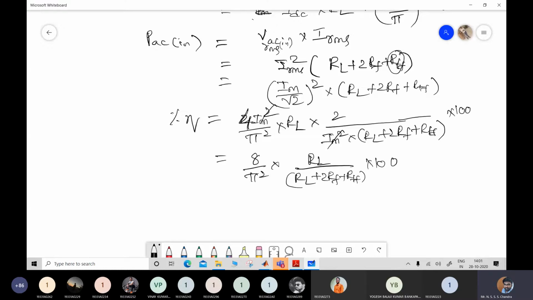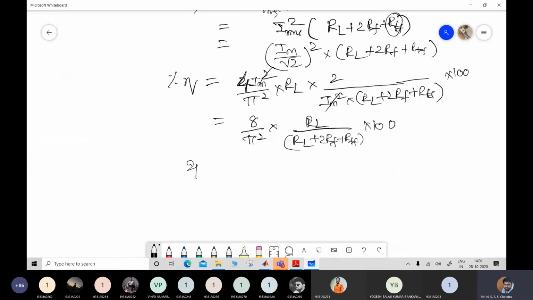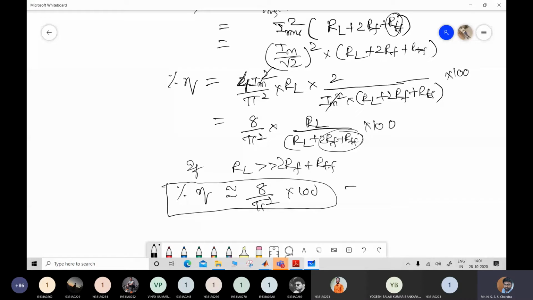Now if you neglect the diode resistance and the transformer resistance, so if you take that RL is greater than 2RF plus RTF, then percentage eta will be nearly equal to 8 by pi square into 100. Because if you neglect these two things, what happens? This will become 0 and RL gets cancelled. Okay, so now tell me the value of 8 by pi square into 100.